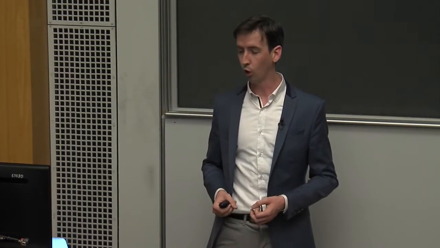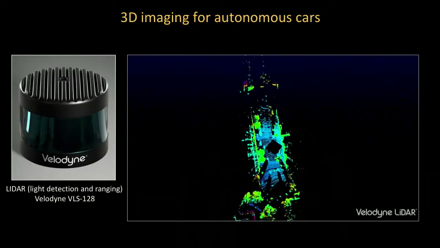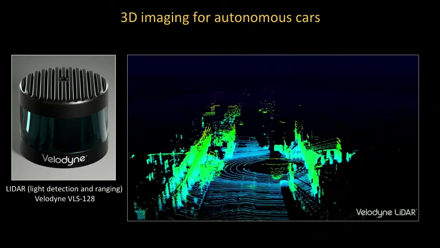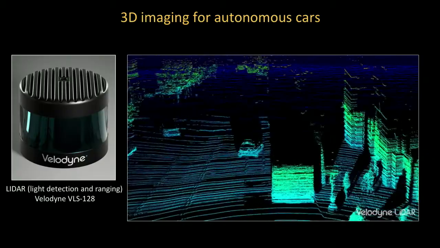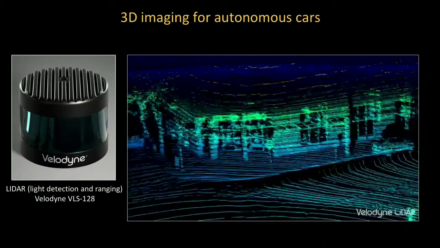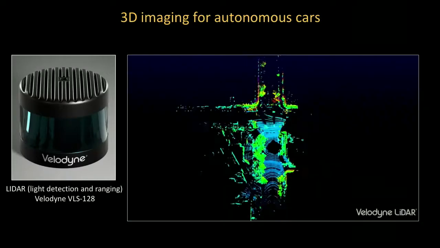It works by sending out pulses of light into an environment and measuring the time it takes for light to travel through the environment, hit an object, and come back to a detector. This is a time-of-flight technique. It measures the physical time it takes for light to propagate in order to infer distance. And it produces point clouds that look like this.